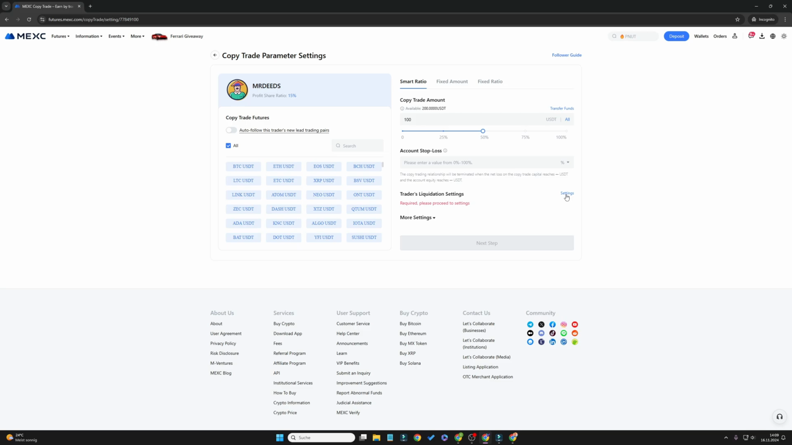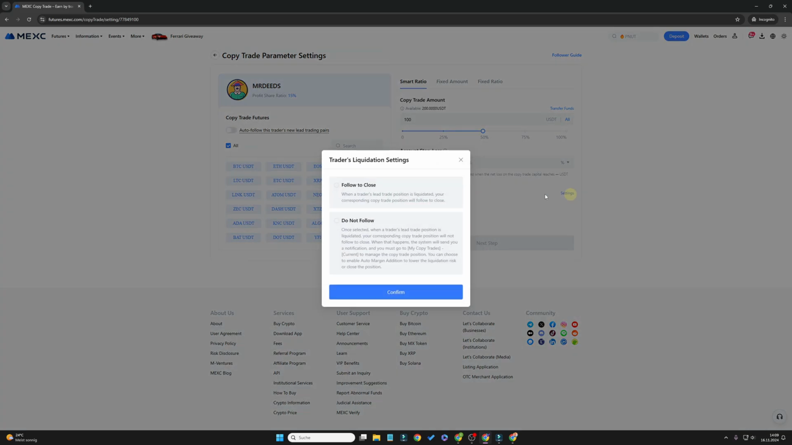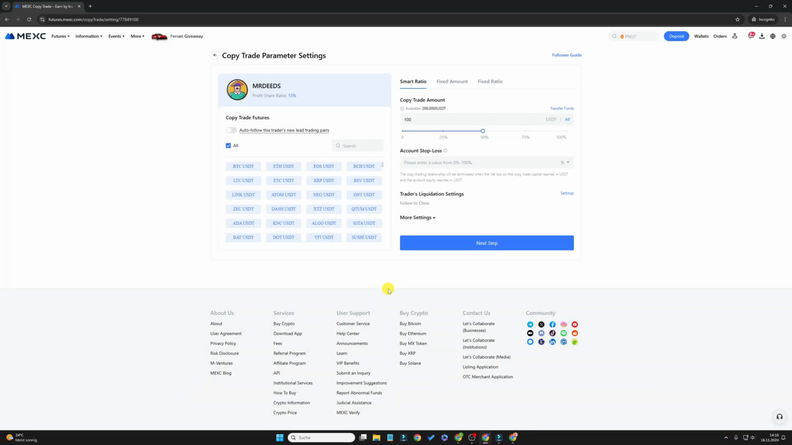Now we also have some more advanced settings. On the right hand side, we have trader liquidation settings right here, and I use follow to close. I recommend you do this as well because, again, if the lead trader is liquidated, you are usually also liquidated. And if you are not liquidated, that's good for you, but you might also want to get out of the trade. So let's click on follow to close.